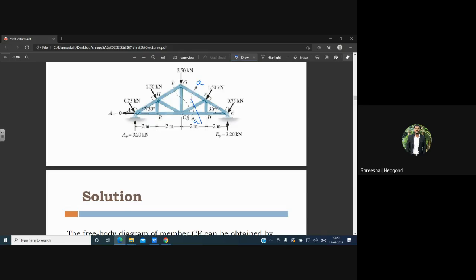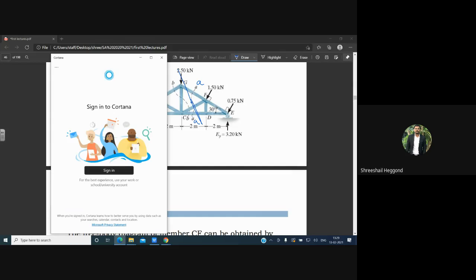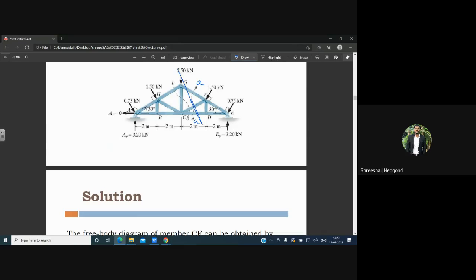Like only two members will be there. Your line should go completely from bottom to top. All members should be cut in one section. That is, the CD member is one, CF is one, and CG is another member. Likewise, three members will be there. FG is the third member. That will be one section.